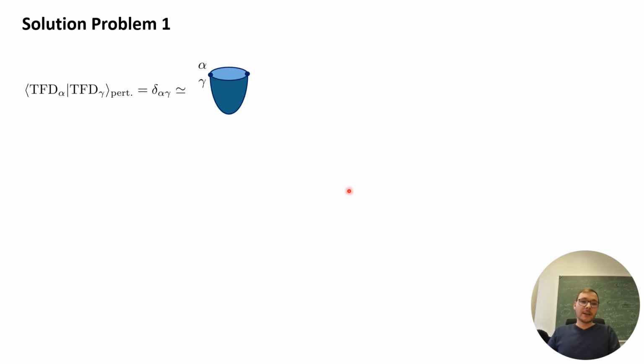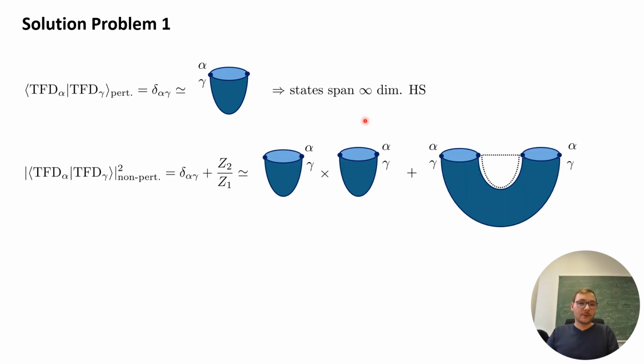And then at a perturbative level, what you find when you calculate the overlap between these states simply from a path integral over this Euclidean cigar geometry here, you will find that these states are all orthogonal, and consequently they span an infinite dimensional Hilbert space, emphasizing the first problem.